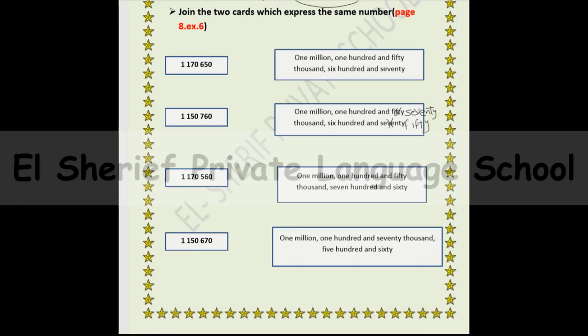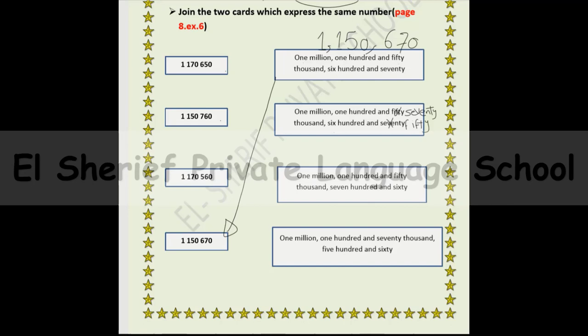Now open your book, page 8, exercise 6. Join the two cards which express the same number. So the first card, we have 1,150,000. We can write this number in digits. So write 1 million, 150,000, 670. Now search for 1,150,670 and join.